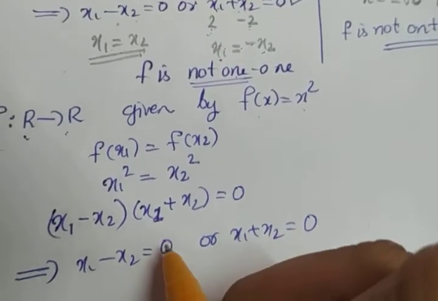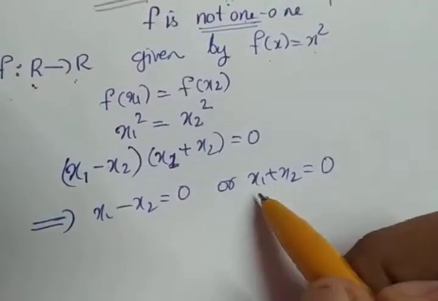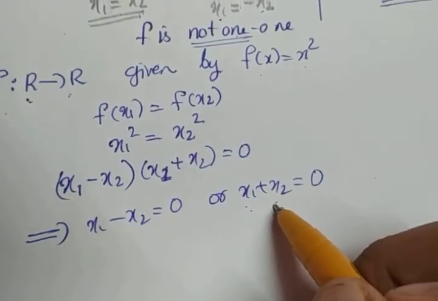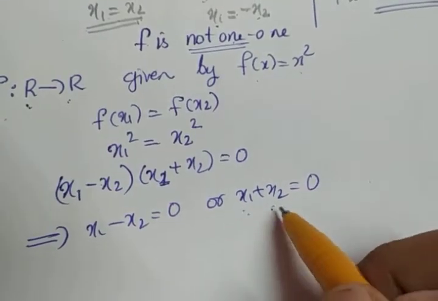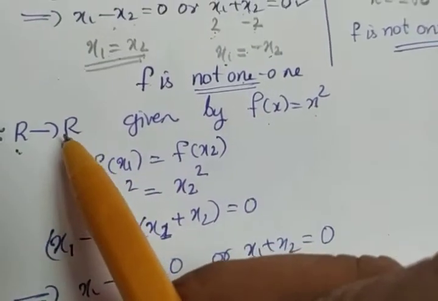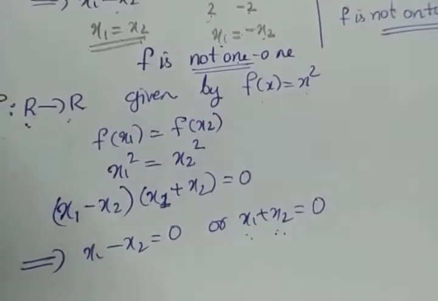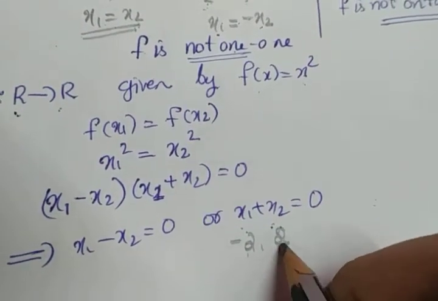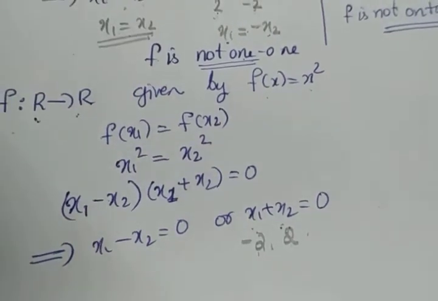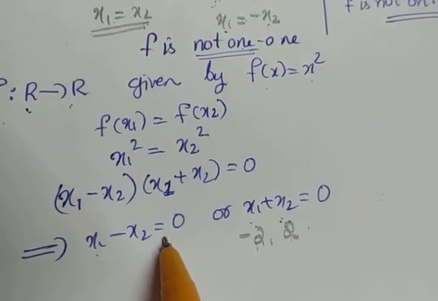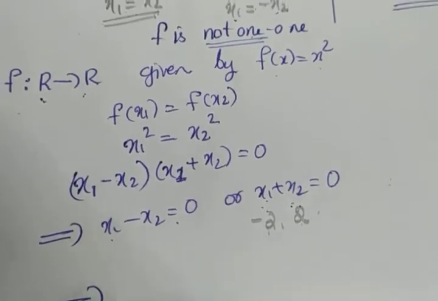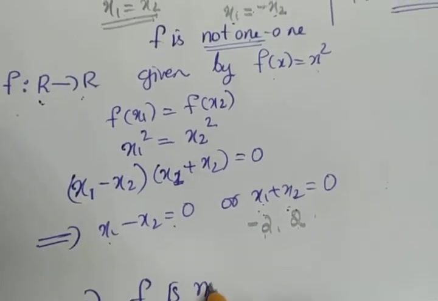If this is there, we are getting x1 equal to x2. But here, this is also possible, isn't it? x1 plus x2 can also be equal to 0. Why? You know, x1 and x2 are from real numbers R. So here also, if I am taking x1 as minus 2 and x2 as 2, minus 2 plus 2 gives you the value 0. So either x1 will be equal to x2 or x1 can be equal to minus x2, which implies f is not 1, 1.